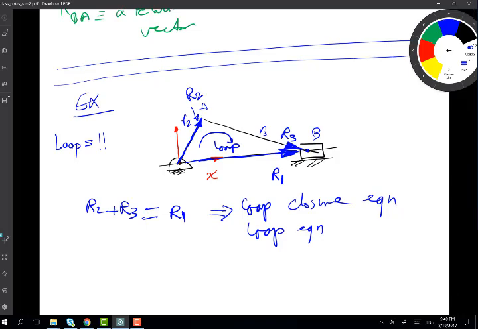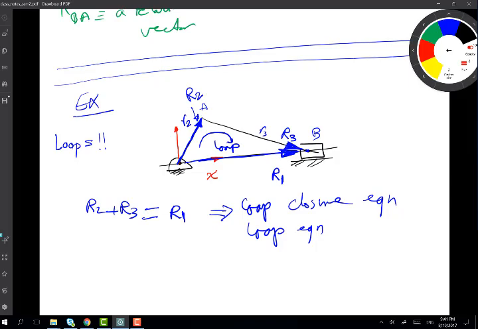Because it's a vector equation, I can resolve it into two scalar equations. So if I have two equations, I can find two unknowns. This means every loop closure equation will give me the opportunity to find expressions for two unknowns, right? So what are the unknowns I have in my linkage here?